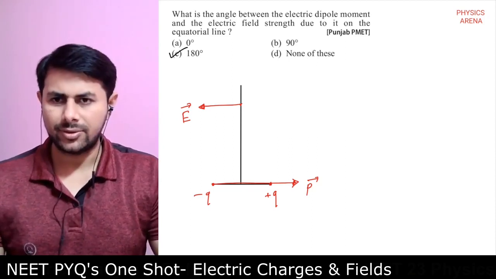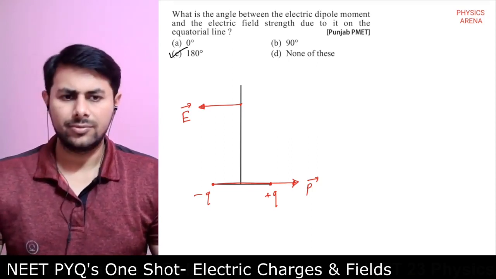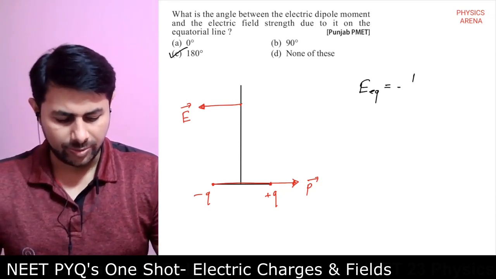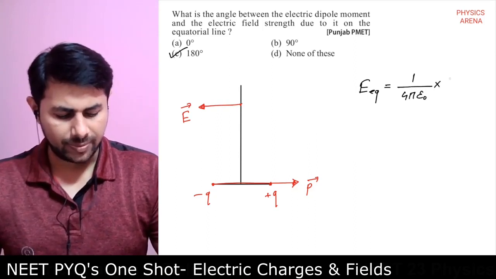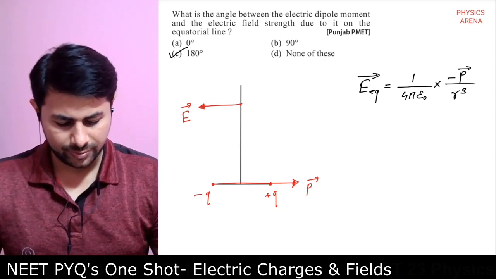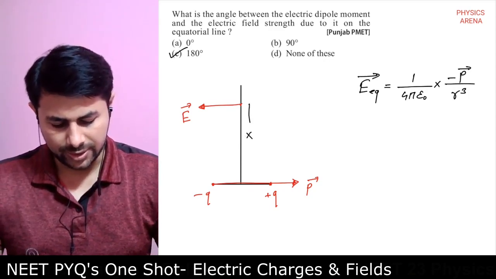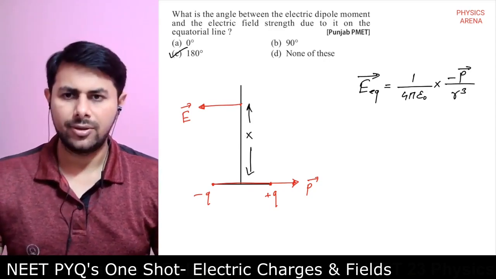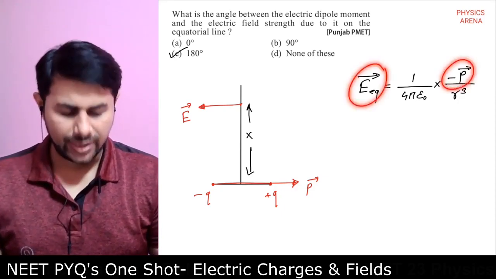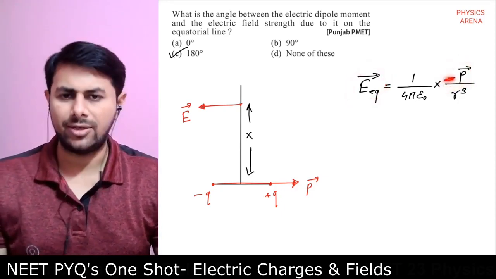Okay, yes, no. Tamil Selvi, what's the formula? E equatorial is equal to 1 upon 4 pi epsilon naught multiplied by minus p bar divided by r cube, or if we call this distance x, then x cube. So how much is the angle between them? It is 180 degrees because we have this negative sign in the formula.